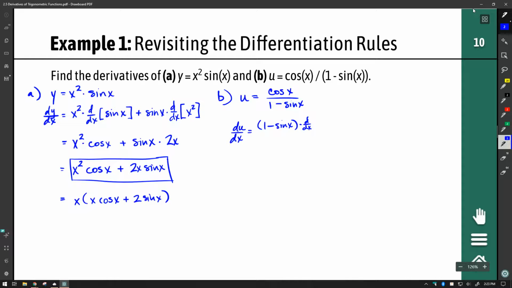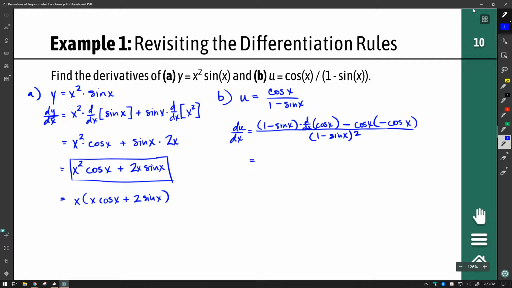So low d high, that'd be a 1 minus the sine of x times d high, so times the derivative of the cosine of x, minus high d low, so the high function cosine of x times the derivative of the low function d low. That, well, derivative of 1 is 0, and the derivative of negative sine of x would then be negative cosine of x. The negative there plays like a constant multiplier. And this is all over the denominator, 1 minus sine of x quantity squared.